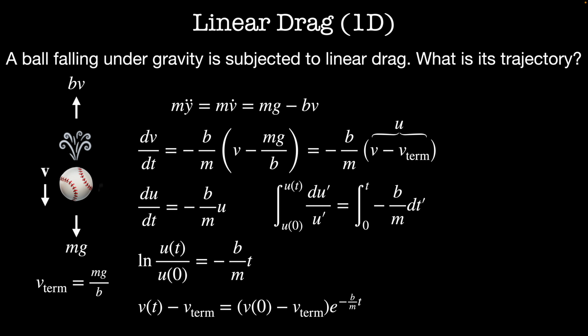Let's sketch to see what this looks like. I have one term that decays exponentially and one term that's a constant. So here's the initial velocity, and then I exponentially decay down to the terminal velocity. So if any of you have ever been skydiving, this is what you would have felt.